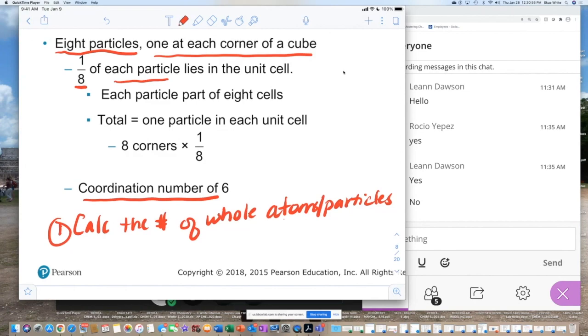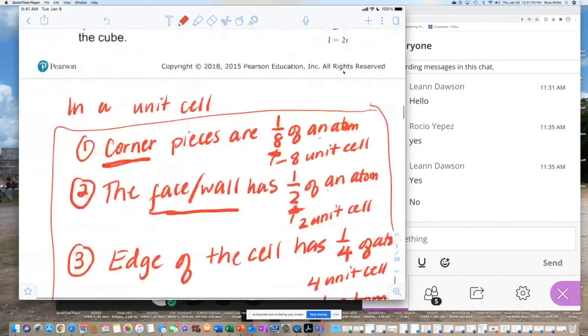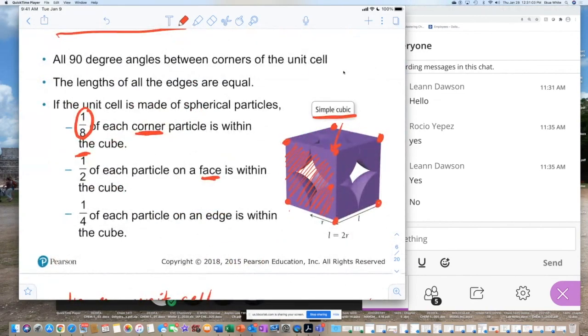Okay? So if we have 8 corners and each corner has 8 pieces, back to the picture that we had over here, right? I have 8 corners. Each corner has a piece that's worth 1/8. I can say if I took all those pieces together and combined them to make a whole atom, I'll only get 1 atom out of that. So we have pretty much completed objective 1, which is taking a unit cell and figuring out how many atoms we have in that unit cell. And you see that in your lab work, right? Find the number of atoms in the unit cell.